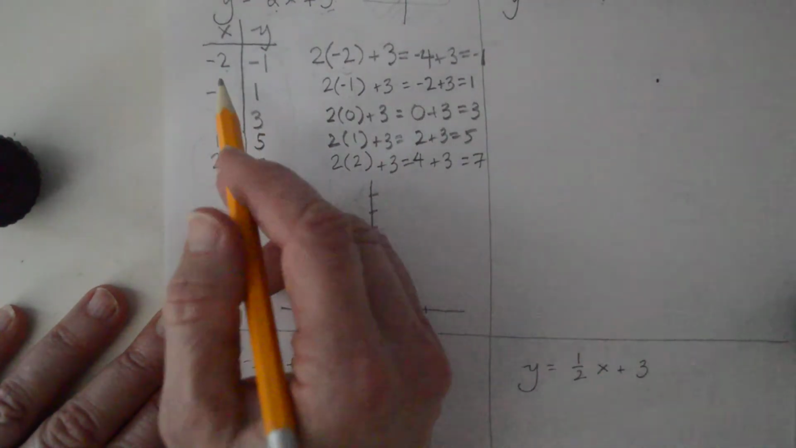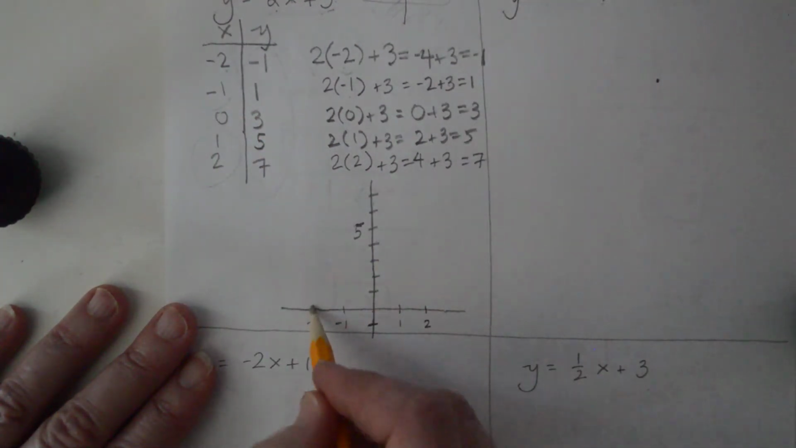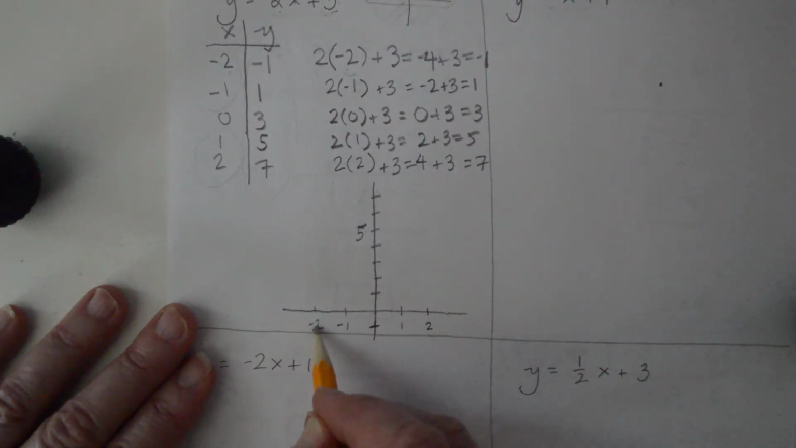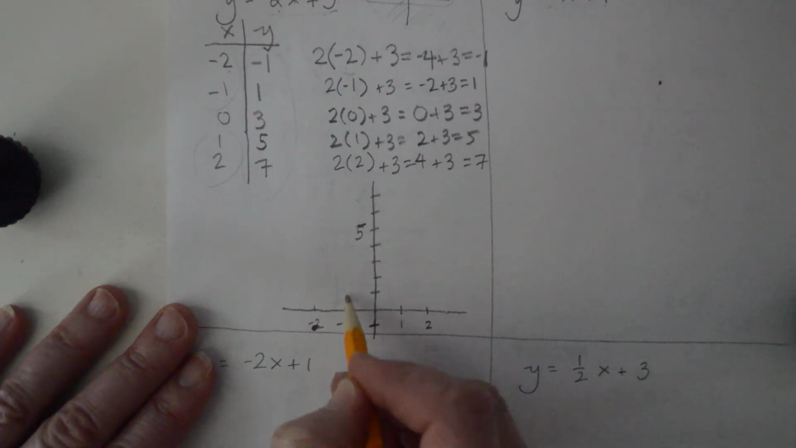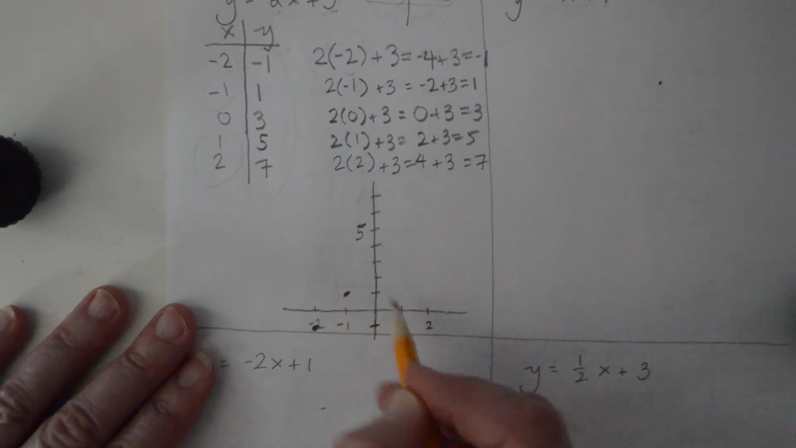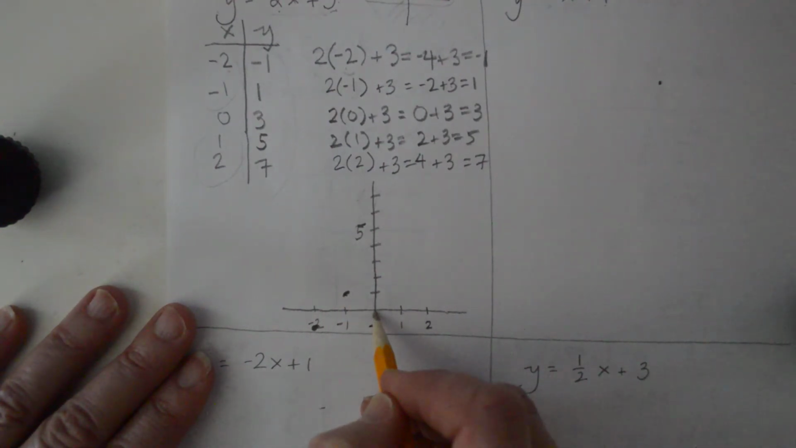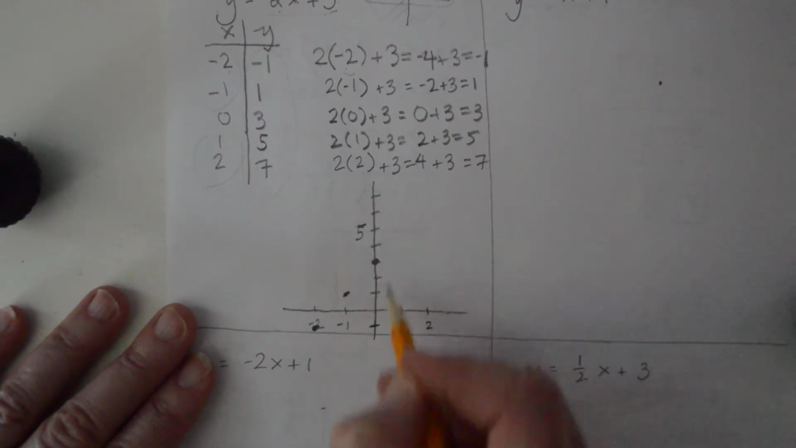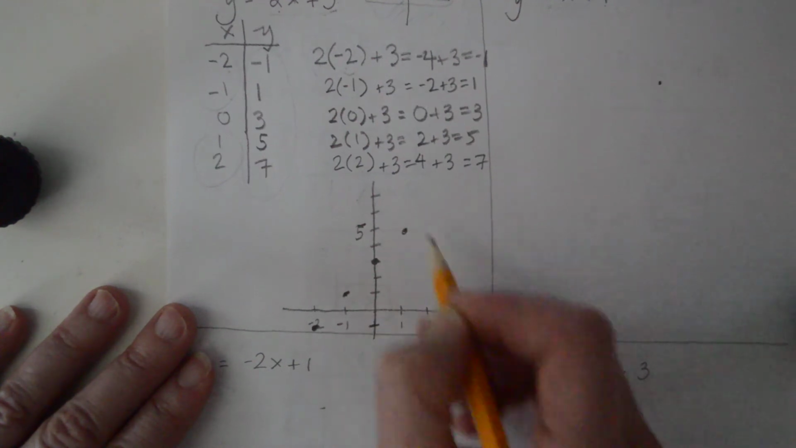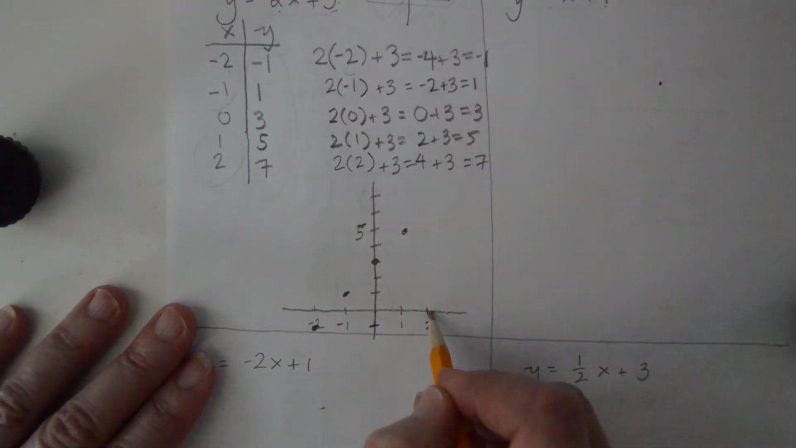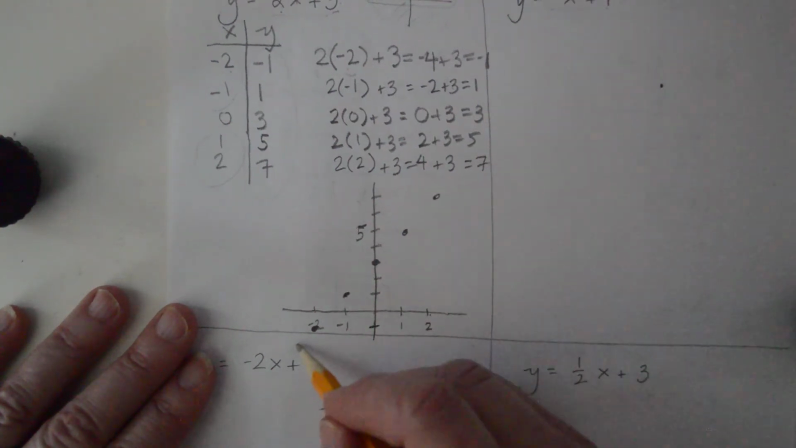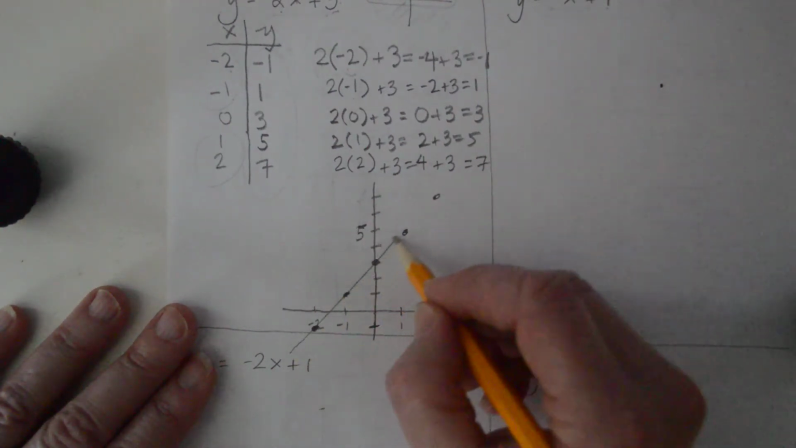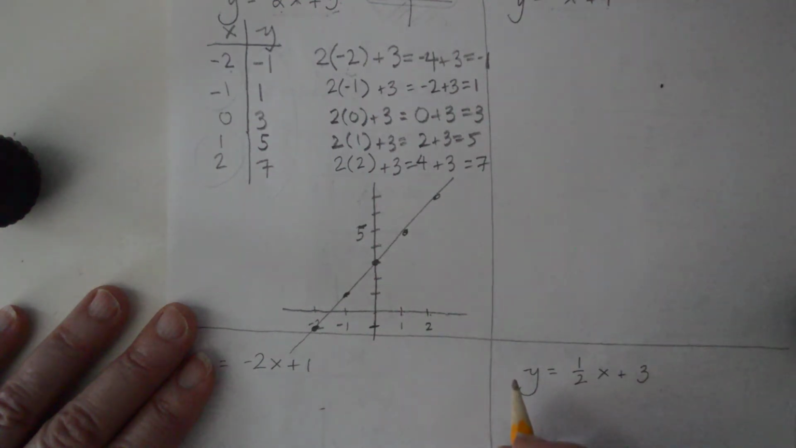So the first point says go over 2 to the left on the x-axis and down 1. And then the next one says go over 1 on the x-axis to the left and up 1. The next one says go over 0 and up 3. The next one says go over 1 and up 5. And the next one says go over 2 and up 7. And when we connect them, we get a nice straight line right there.